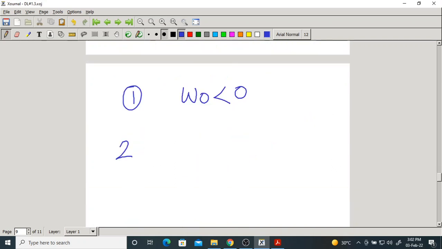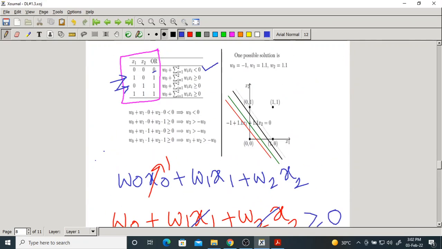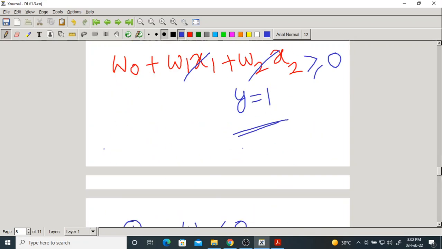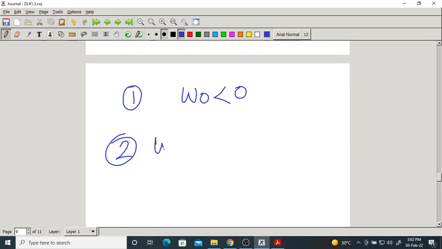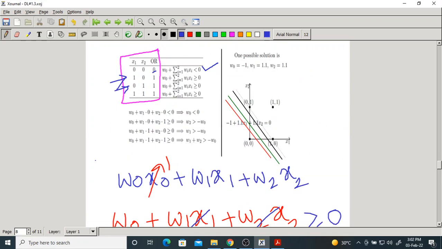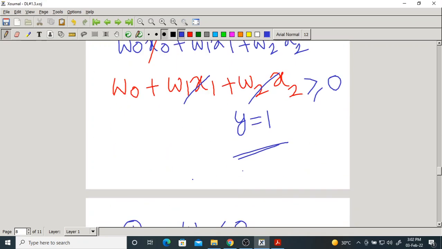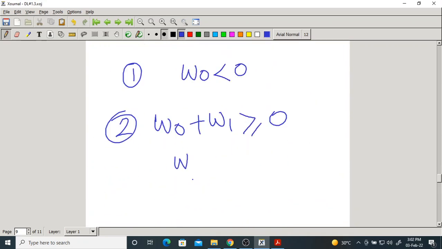Second input, what is the equation? The second input is 1, 0. So W0 plus W1 into X1 plus W2 into X2, and X2 is 0, so nothing will come here. It also should be greater than or equal to 0 because the output is 1. So what do you say? W1 is more than or equal to minus W0.